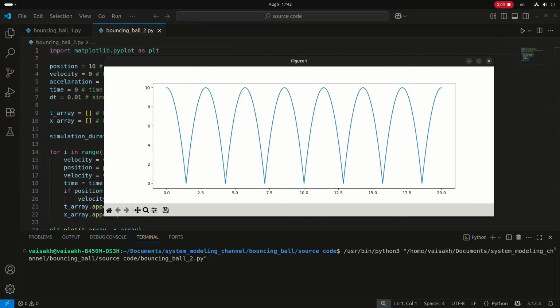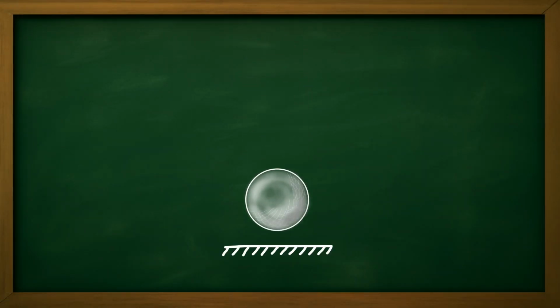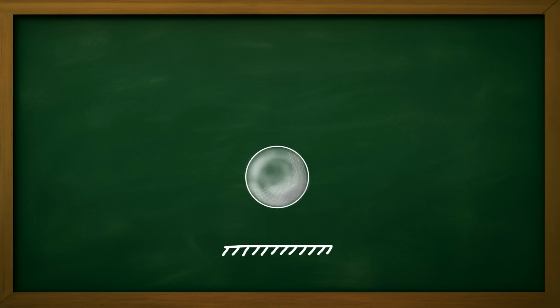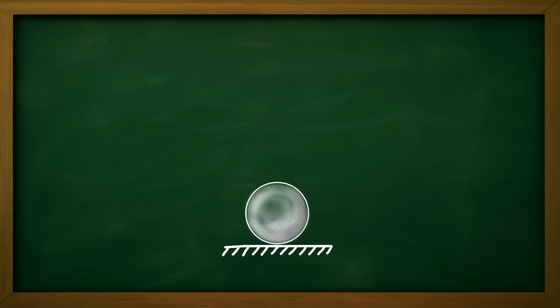A natural confusion that arises from the simulation is that this is not how a ball bounces in reality. Objects bounce a few times, lose their altitude, and eventually come to rest. But our simulation continues indefinitely. So what's going wrong here?